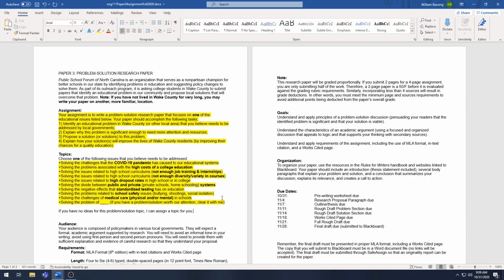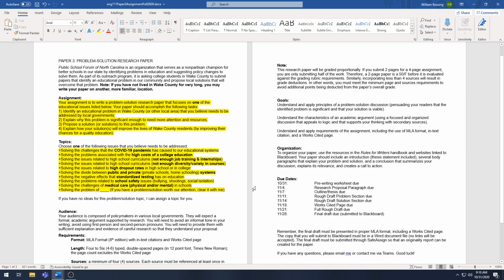I provided a couple of examples, and I want to look at one in just a minute, of papers that worked last semester. One is about education during the pandemic and distance learning. And the other one is about mental care for students and why we need to devote more resources to that. Both of those are in the paper 3 assignment folder, which is in this week's folder, and it's also listed on the list of folders under lessons and assignments.